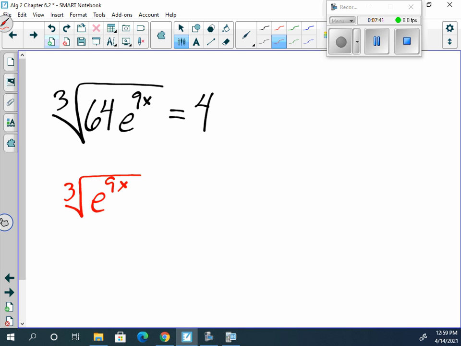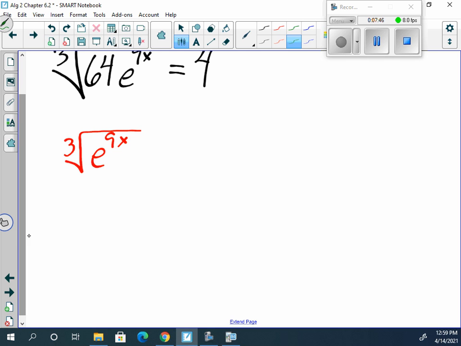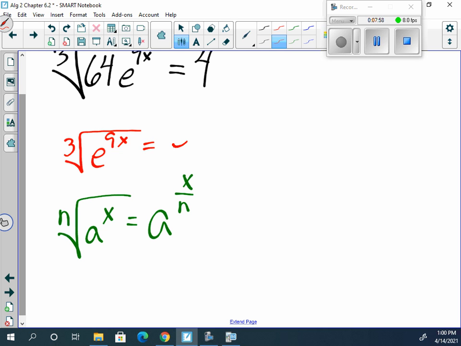Now, this is going back to our last chapter where we talked about the nth root of a to the x is equal to a to the what? x over n. So this here would be e to the 9x over 3. Well, 9 divided by 3 is?